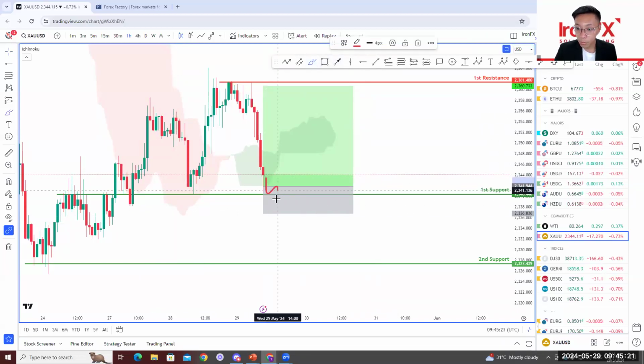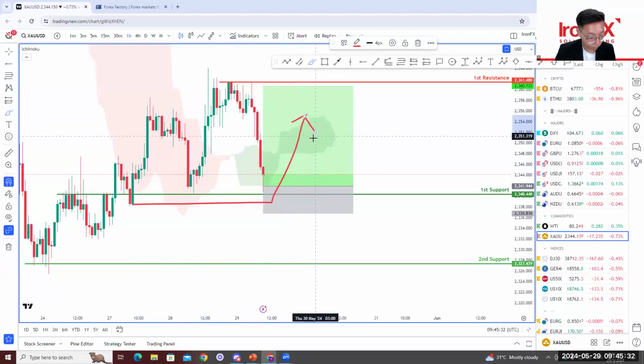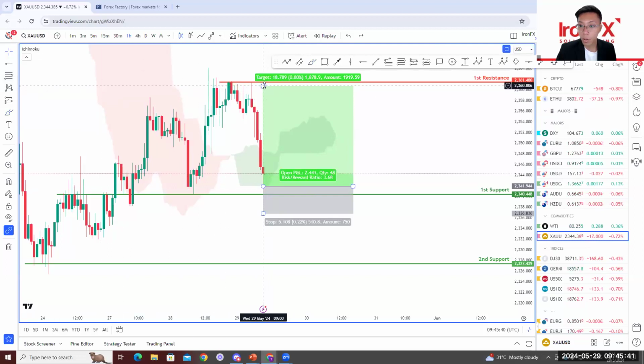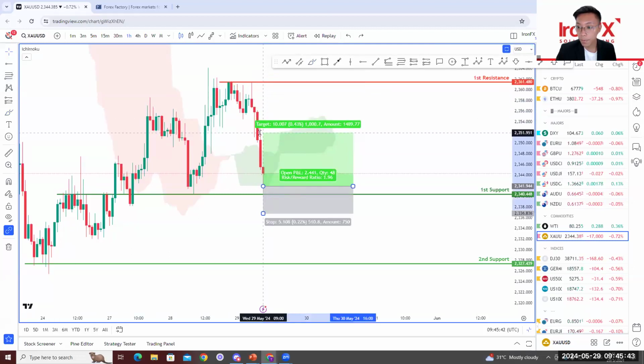We don't want price to come down, tap our stop loss and go up. This is something that we want to avoid because price might actually tap this level and go up. So we need to give price space to breathe. And as for our take profit level, for me, usually 1:2 is a good gauge.